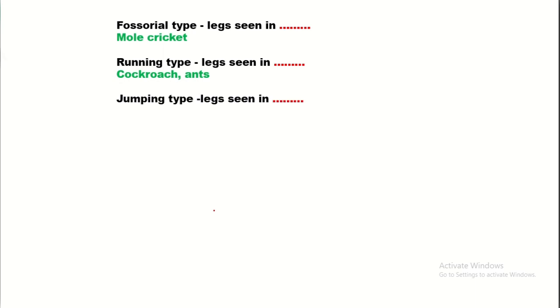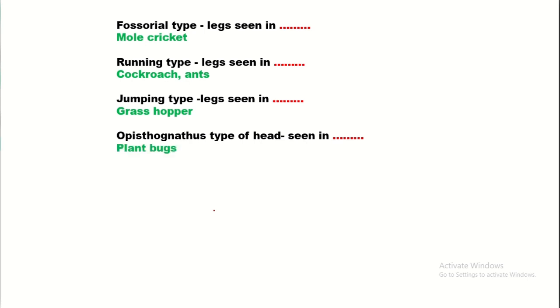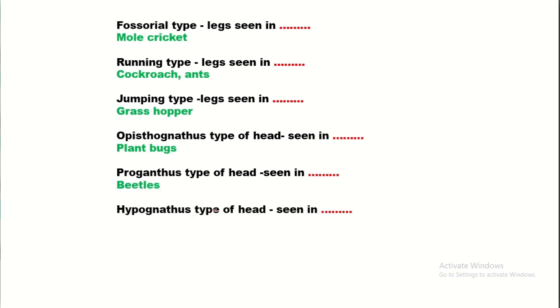Fossorial type of legs seen in mole cricket. Running type of legs seen in cockroach, ants. Jumping type of legs are seen in grasshopper. Opisthognathous type of head seen in plant bugs. Prognathous type of head seen in beetles. Hypognathous type of head seen in cockroach, grasshopper. Cone type of mouthparts are seen in thrips.